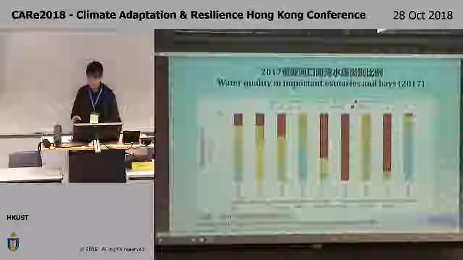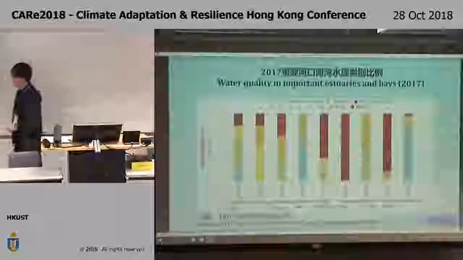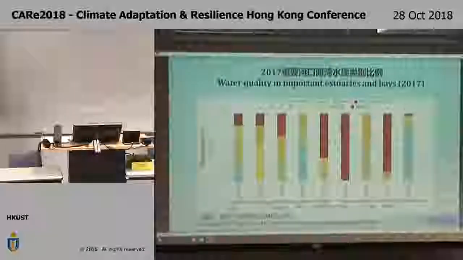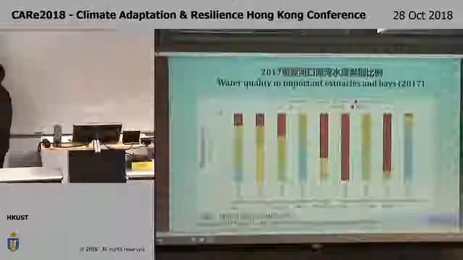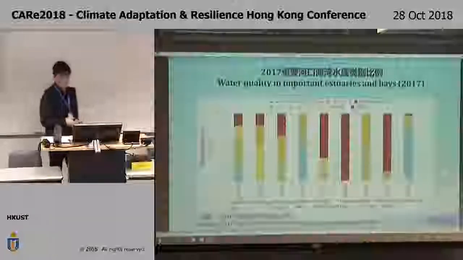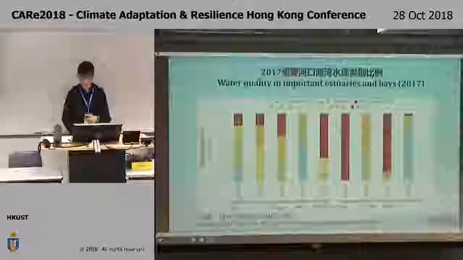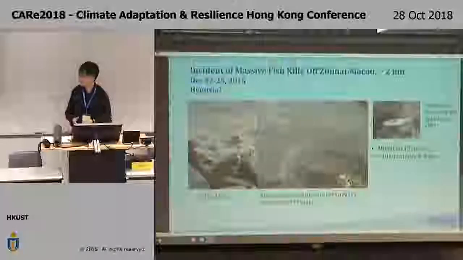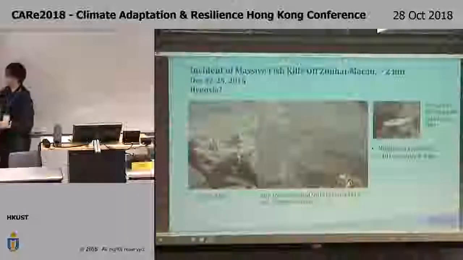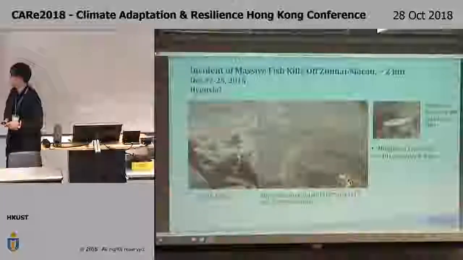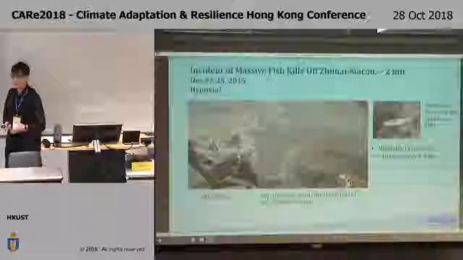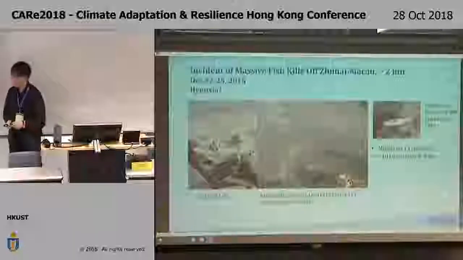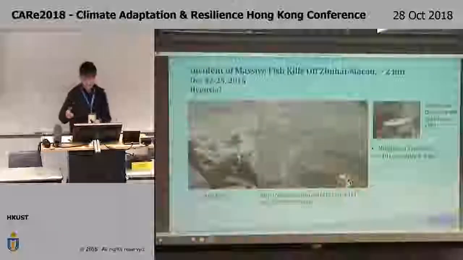We are facing challenges. This is from the Chinese Department of Environment Protection. You see this Pearl River is actually among the worst in Chinese coastal systems in terms of environmental quality. And we see from time to time, one example I'm showing is the fish kill incidents a couple of years ago in Macau and the Zhuhai region. And I suspect it's related to hypoxia.